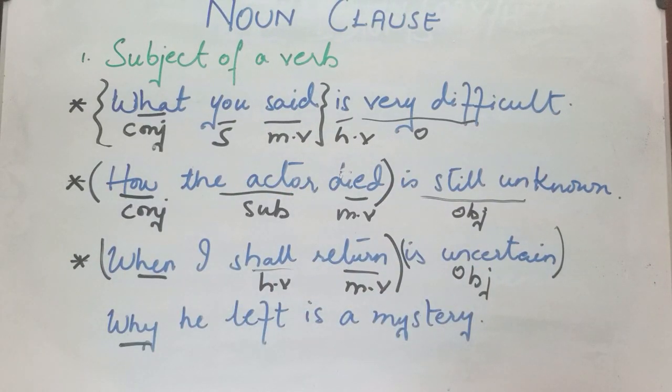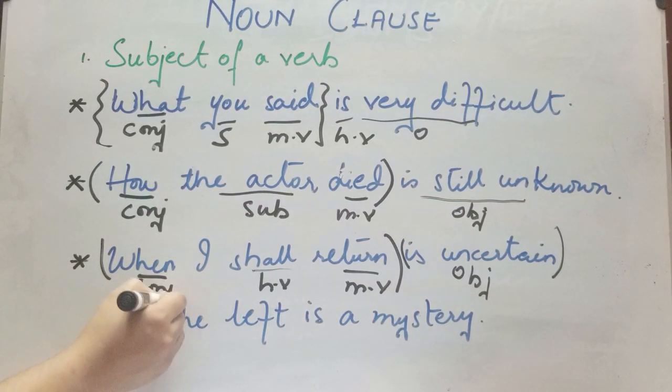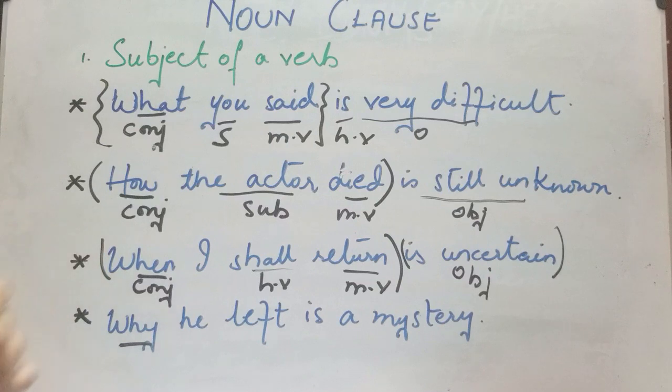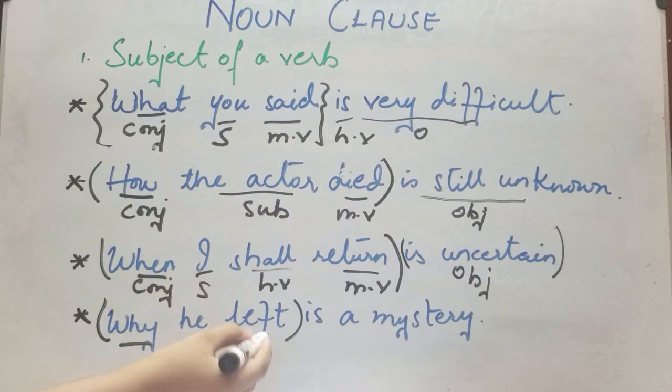I hope noun clause is clear to you. The first part, subject of verb, is clear. Okay, you have got a conjunction over here. Moving on to the last part, the last example. Why he left is a mystery. Why he left. The sentence is complete over here. You have got a conjunction. You have got the subject over here, and then you have got a main verb over here, right?